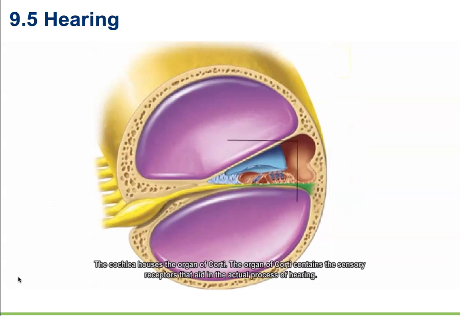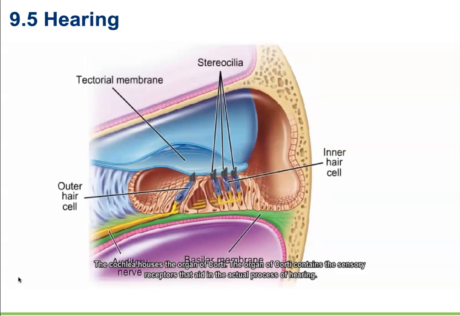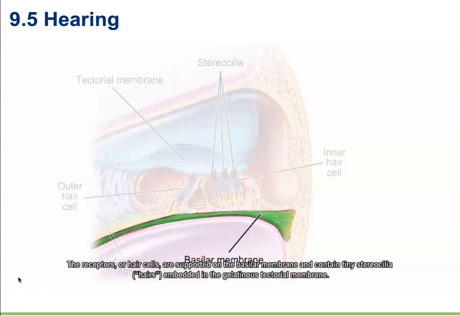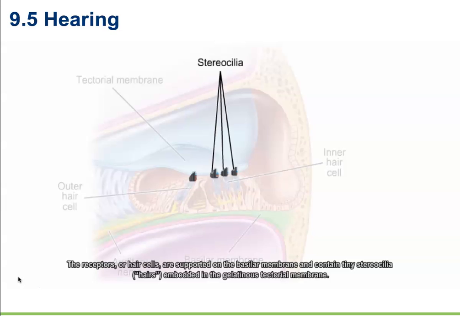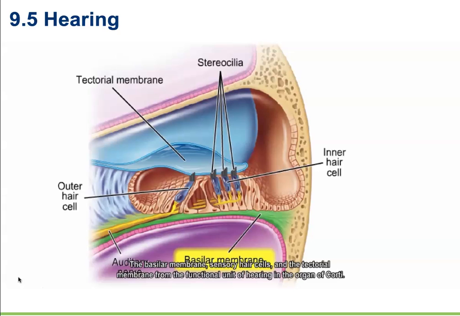The cochlea houses the organ of Corti. The organ of Corti contains the sensory receptors that aid in the actual process of hearing. The receptors, or hair cells, are supported on the basilar membrane and contain tiny stereocilia, hairs, embedded in the gelatinous tectorial membrane. The basilar membrane, sensory hair cells, and the tectorial membrane form the functional unit of hearing in the organ of Corti.